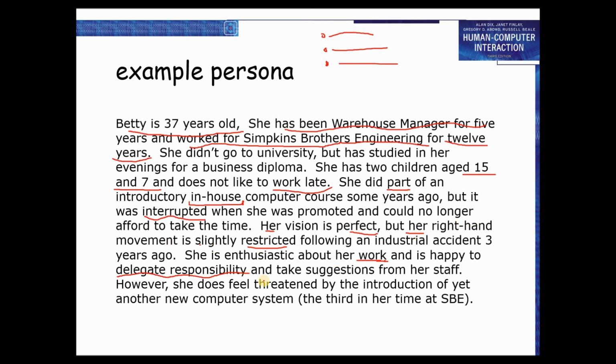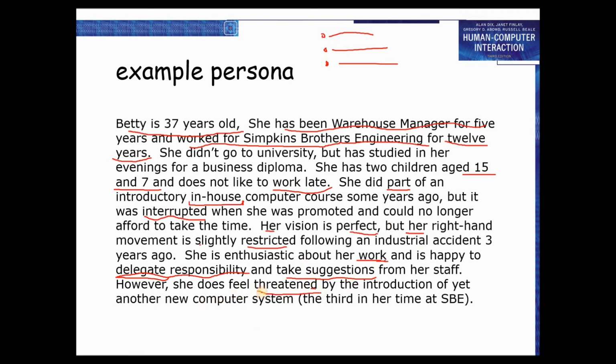So for the case of Betty here, she is happy to delegate. Delegate means to give power or to give responsibility to others, and also she is happy to take suggestions from others, from her staff. So working in a team, it's very important that the boss of the team, he or she, takes suggestions or advice from others and then works together as a team with others. Clear?